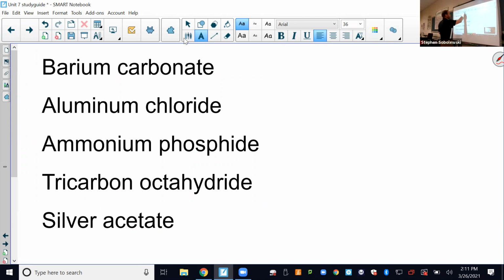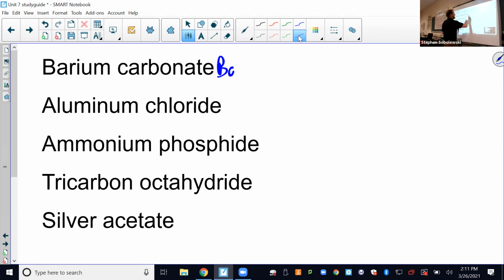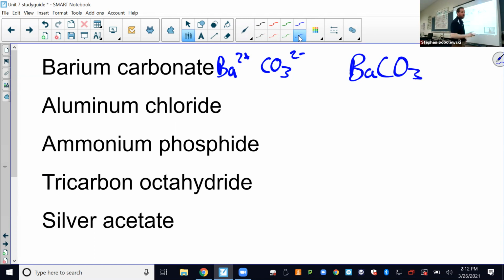Here we go. All right, so barium carbonate, I know that's going to be ionic because I don't see any Greek prefixes. So I'm going to write my ions, crisscross, and write it out. Barium is Ba with a 2+ charge. Carbonate is CO3 with a 2- charge. 2+ and 2-, see how it's already balanced? BaCO3, no parentheses.